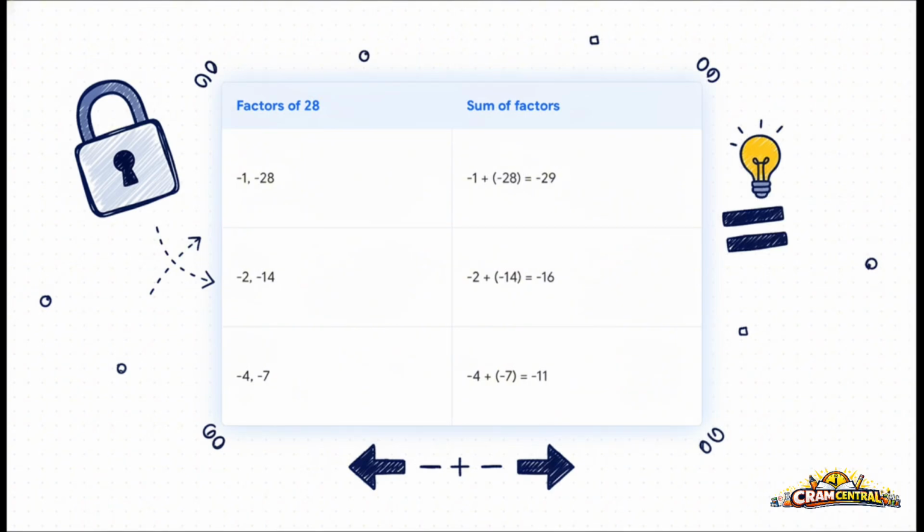Nope. Negative 2 and negative 14, sum is negative 16. Still no. But negative 4 and negative 7, perfect. They add up exactly to negative 11. Our final decoded factors are t minus 4 times t minus 7.